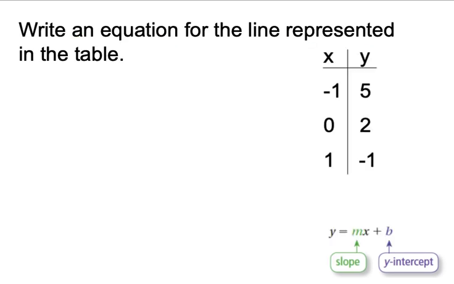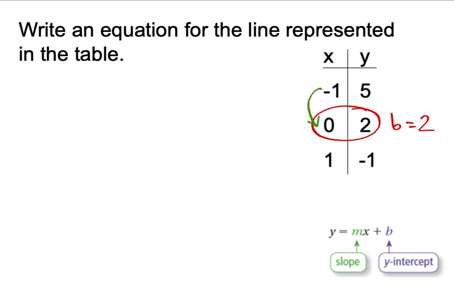Write an equation for the line represented in the table. All right, first thing I notice here is because I have an x of 0, this is the y-intercept. Now I do have 3 points in this table. I can find the slope, I guess, a variety of ways. I could do the subtraction fraction, the difference quotient, or I can look at how things are changing.